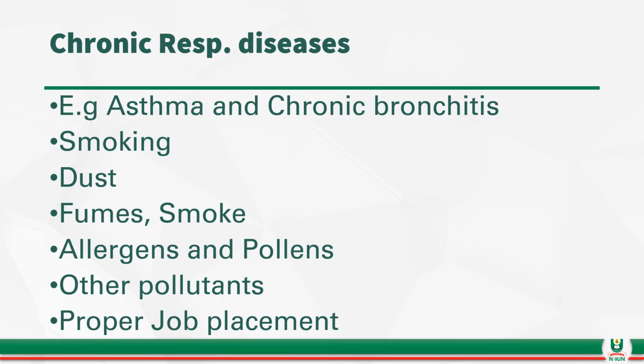So chronic respiratory diseases, examples like asthma and chronic bronchitis, can also be prevented when you stop smoking entirely and you're not exposed to dust, fumes, smoke, allergens and pollens in the air, and other pollutants which are physical environment related. Job placement for people who are prone to allergies can also help prevent them from coming down with attacks of asthma and chronic bronchitis. In the next slide, we'll be having an activity. I want you to take a look at it before we continue.